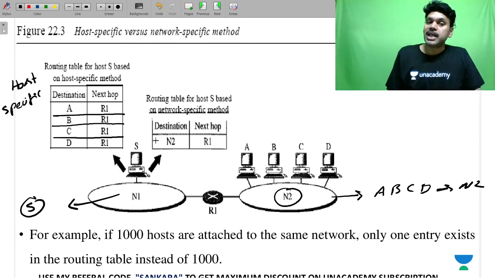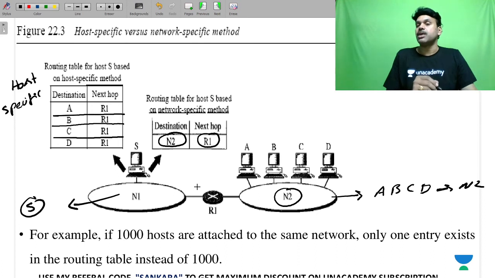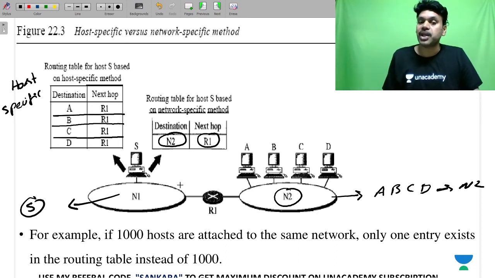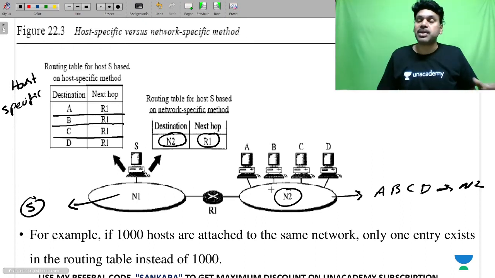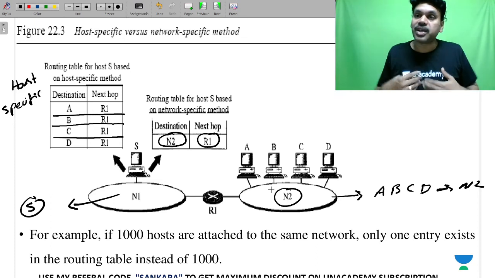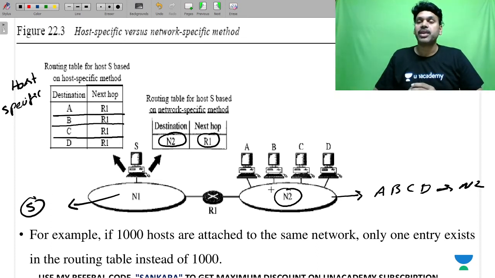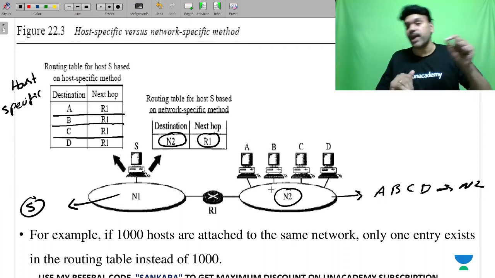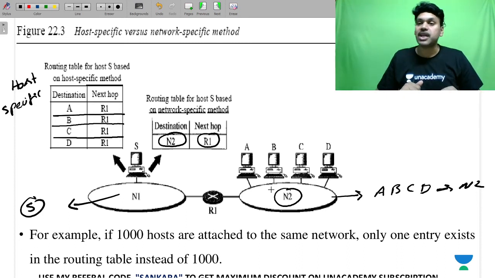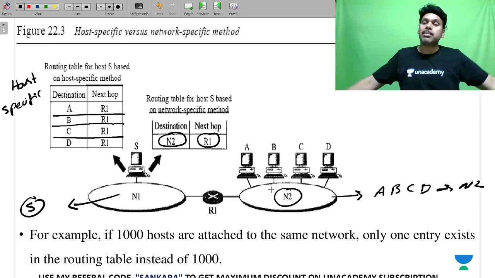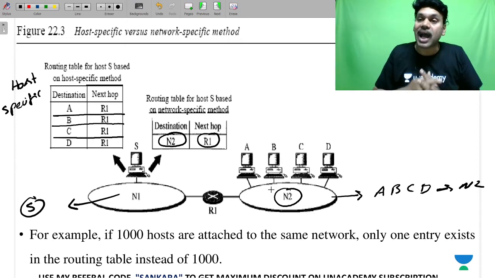So what I am doing, instead of writing A, B, C, D, I will write only 1 entry, N2. And what is the next hop? I am going from N1 to N2 using R1. R1 is the via between your N1 and N2. The example is, if network 2 consists of thousands of IP addresses, if I use host specific, I need to use that many entries. As they all belong to a single network, what I am going to do is simply write the entry for the network, and that network distributes the data packets to the others. It is also a concept called hierarchical routing.